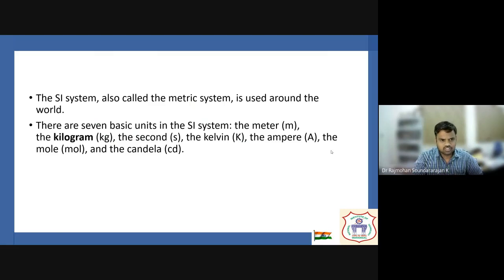And coming to the SI system, it is called the metric system, which is used around the world. There are around 7 basic units in the SI system. All this you have studied in school, so I will just quickly go through it. The meter is the unit of length. Kilogram is the unit of mass. Second is the SI unit of time. If length, mass and time are expressed in meter, kg and second, this is our SI unit system. Other than that, you have Kelvin for temperature, ampere for current, mole for amount of substance, and candela for light intensity.